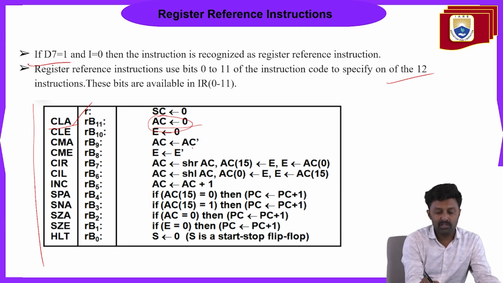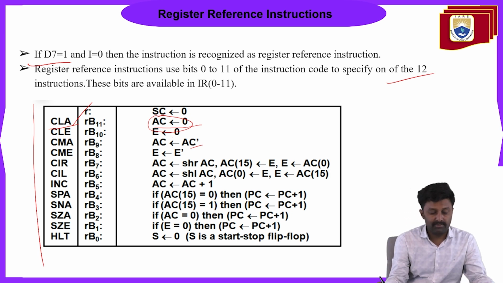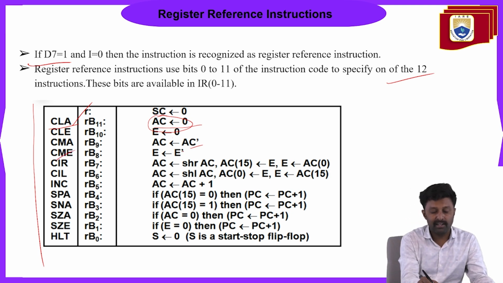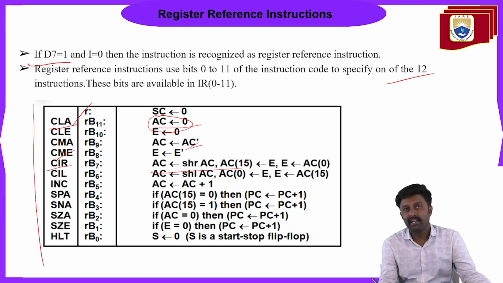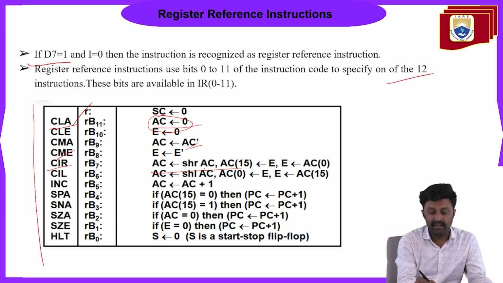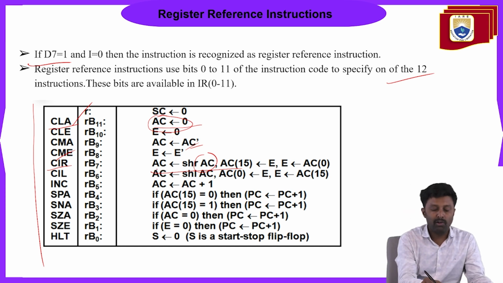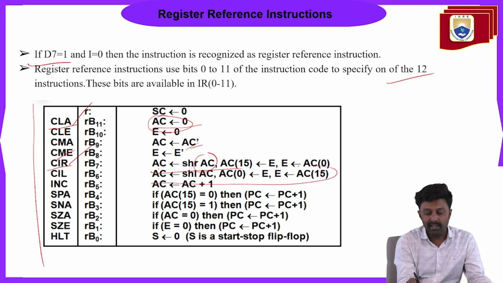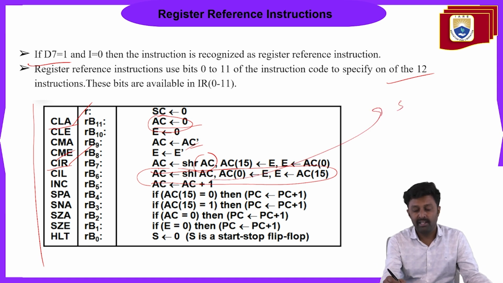Then CMA, which will complement the content of the accumulator. Then there is the circular right shift. This instruction represents the circular right operation, that is SHR accumulator. The content of the accumulator is moved right by 1. And this instruction will do the circular left operation, that is, if you write SHLAC. This is the standard mnemonic here.